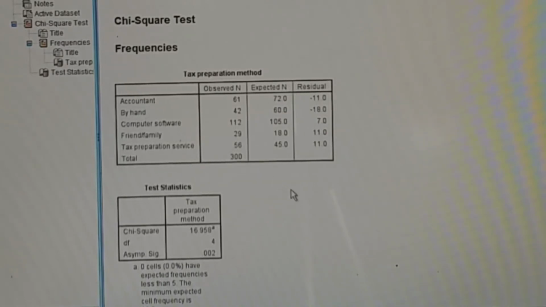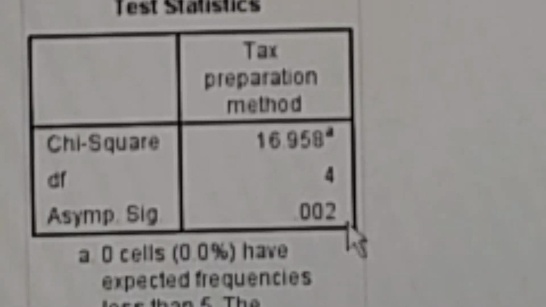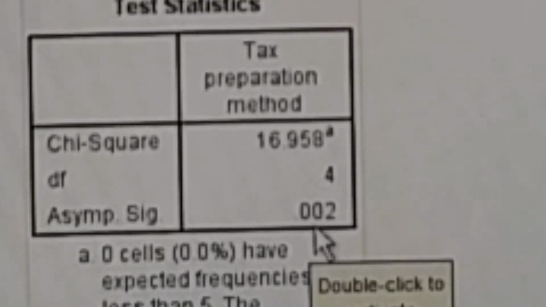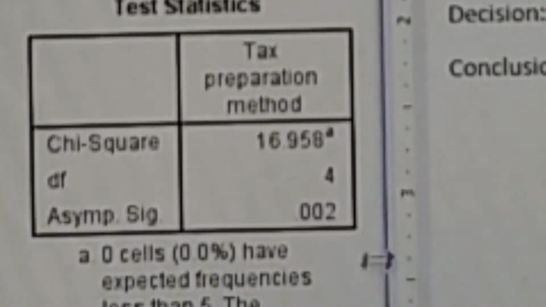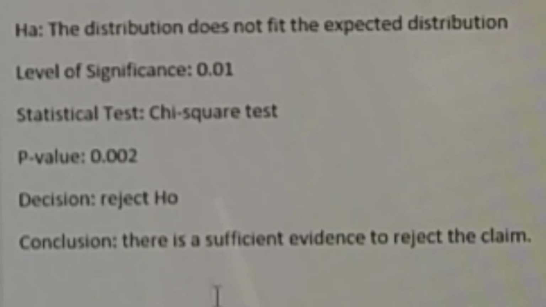So we will focus on the p-value. As you can see, there's a 0.002 here. So this is your p-value. That's why we have a p-value of 0.002 here. And then for the decision, since the p-value is less than 0.01, we will reject H0. And for the conclusion, there is sufficient evidence to reject the claim.